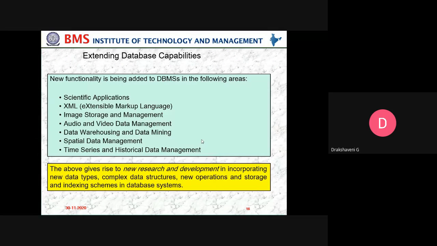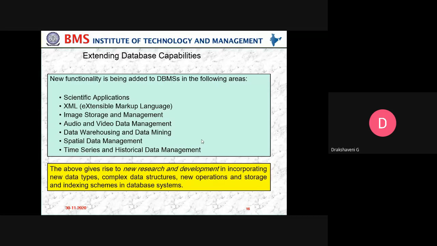Then we have something called spatial data management. Even in Google Maps, you can see which is the direction, what axis it is, what is longitude, and other details. That is what spatial data management is.